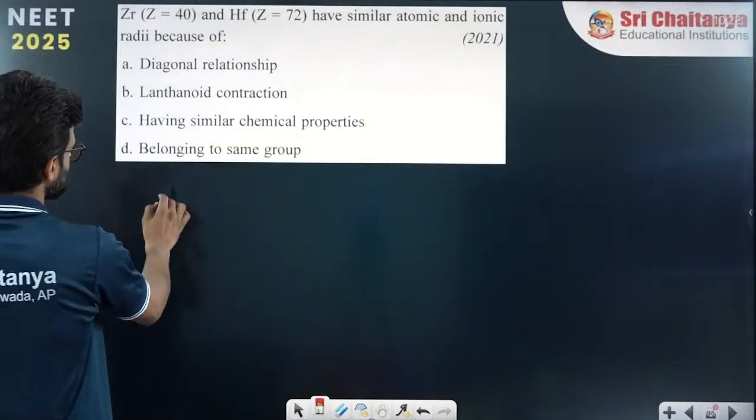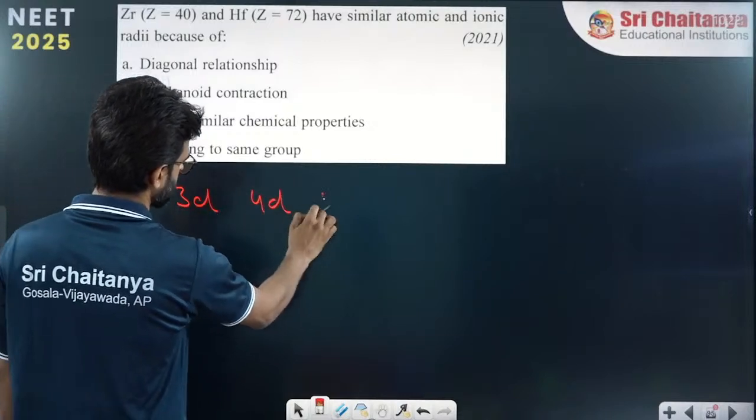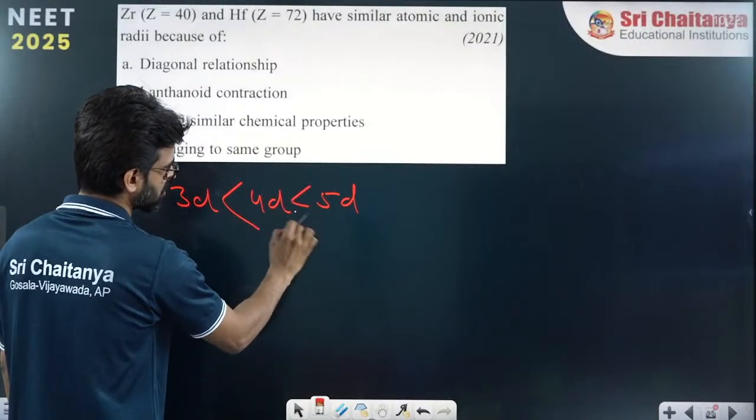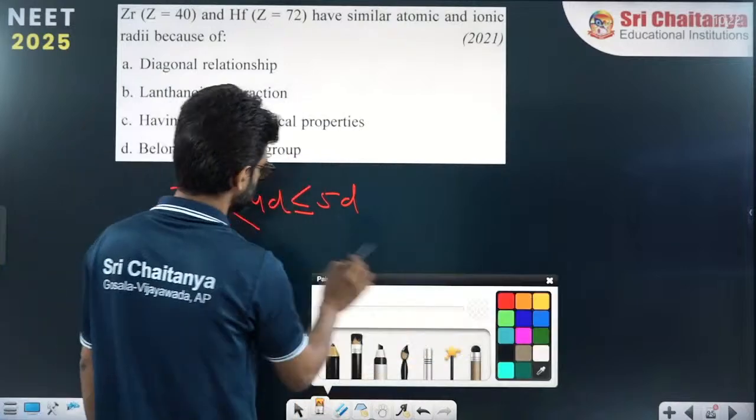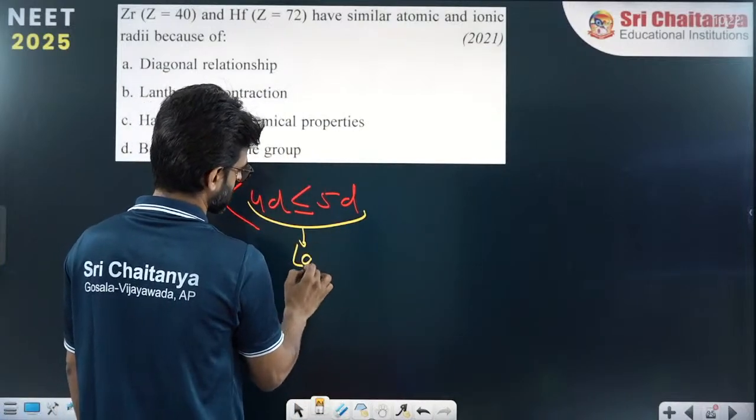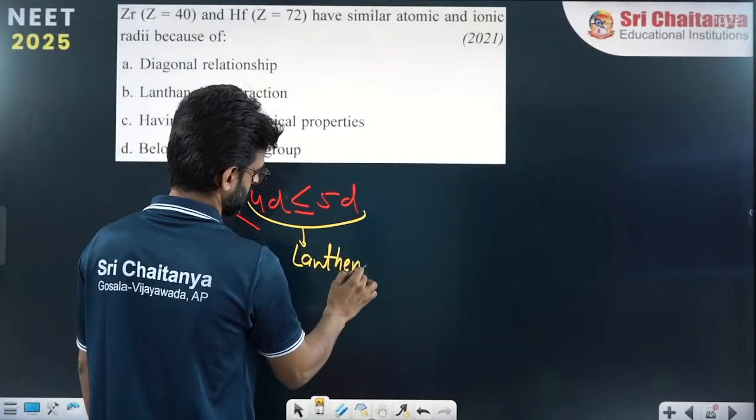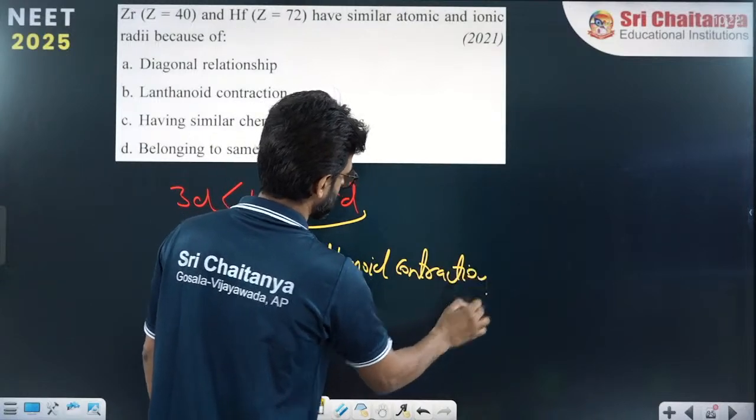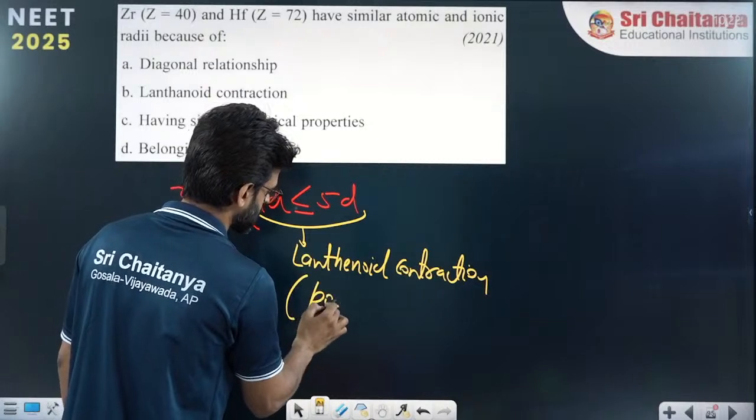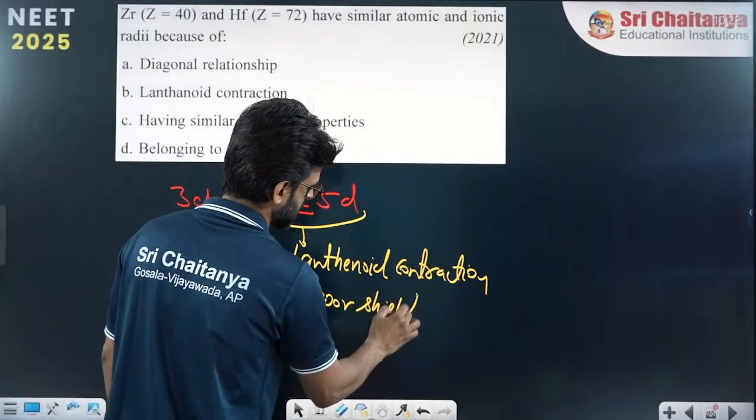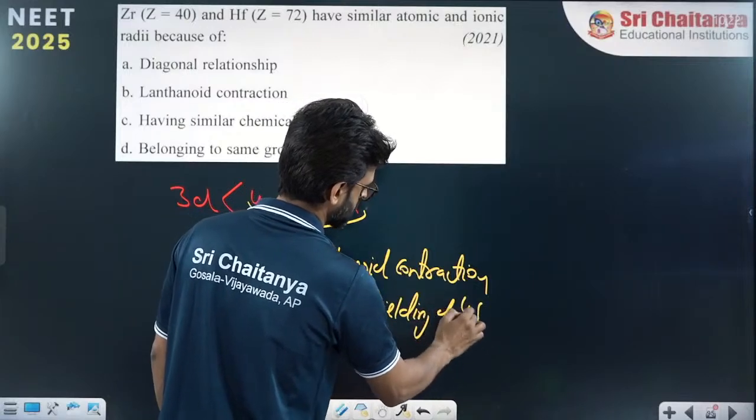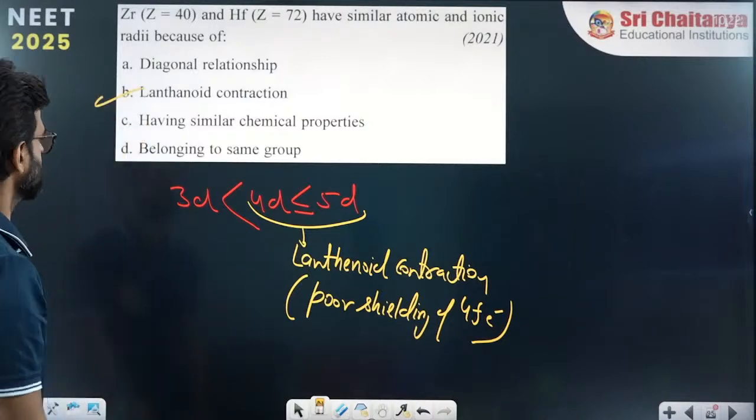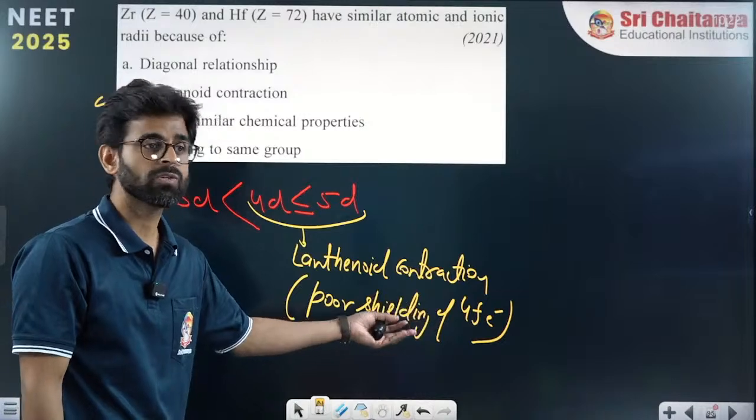We know it very well that 3d, 4d, 5d. The 4d is very large than 3d, but here size is almost same. Because of what? The reason we know, lanthanoid contraction, or we can say poor shielding of 4f electrons. The real reason behind it is poor shielding of 4f electrons, right? So you can see here the reason is lanthanoid contraction. Or if by chance you see poor shielding of 4f electron, it is also fine.